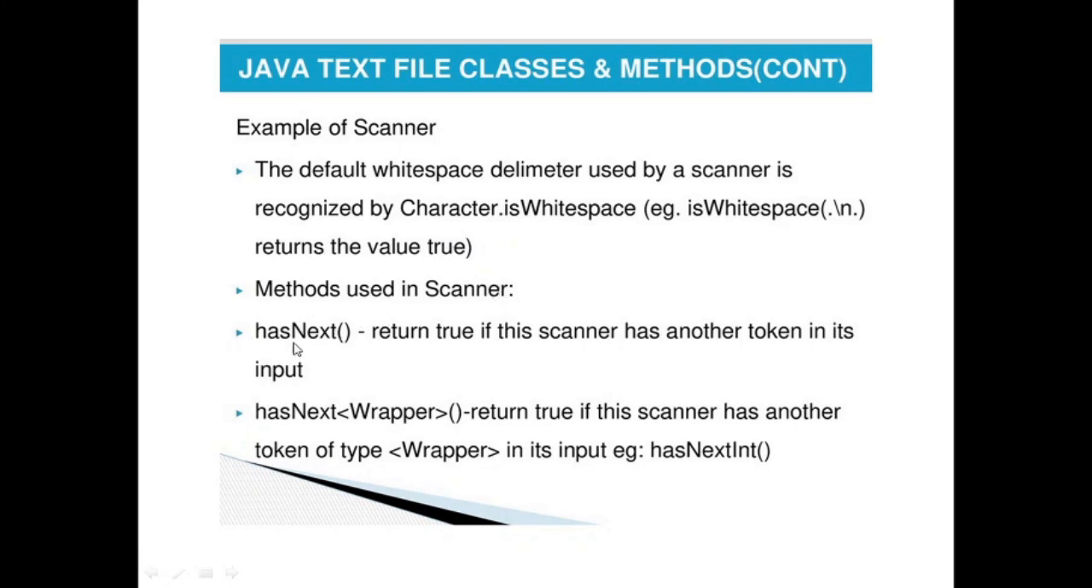hasNext. Okay, hasNext is a very useful method that is used with the Scanner class and returns true if the scanner has another token in its input. Okay, and hasNext wrapper returns true if the scanner has another token of type wrapper. Here what is done is they have used generics.